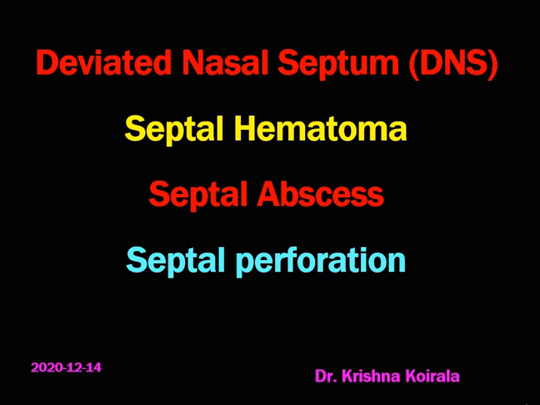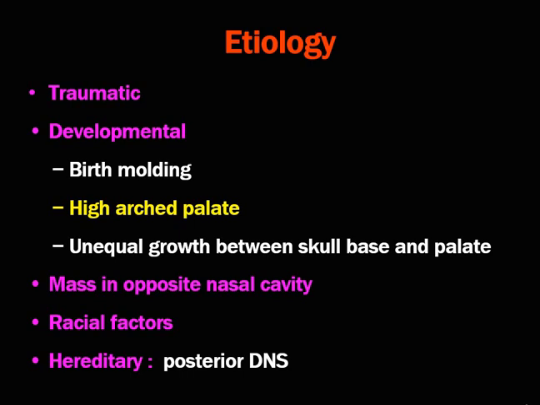Dear students, today we shall be discussing different nasal septum conditions like deviated nasal septum (DNS), septal hematoma, septal abscess, and septal perforation. Deviated nasal septum, also called DNS. The etiology of DNS is traumatic. When the patient has any form of trauma in the face or in the nose, there might be DNS.